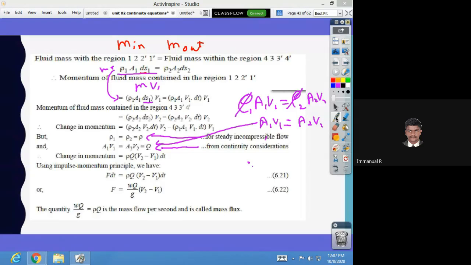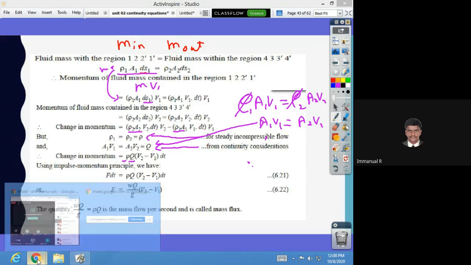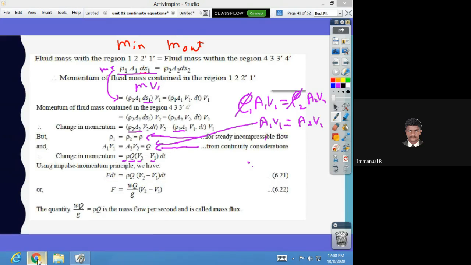So I can replace A1 V1 and A2 V2 by Q, so that I will rearrange this equation. So rho 1 V1 will be replaced as Q. For the steady incompressible flow, rho will also be the same. Therefore, rho Q, and the only variation occurs in the velocity. Therefore, V1 and V2 will be there.